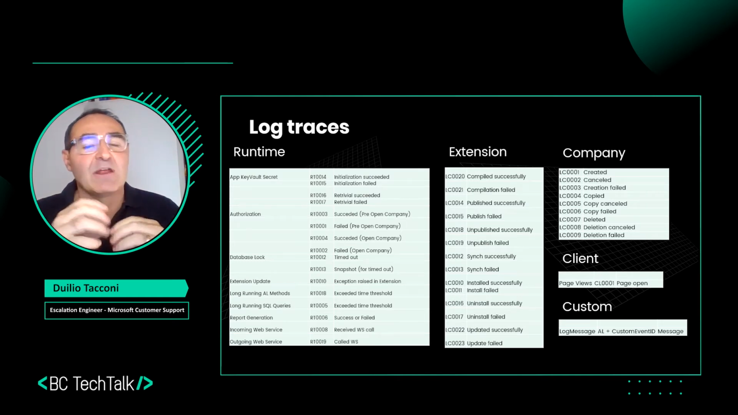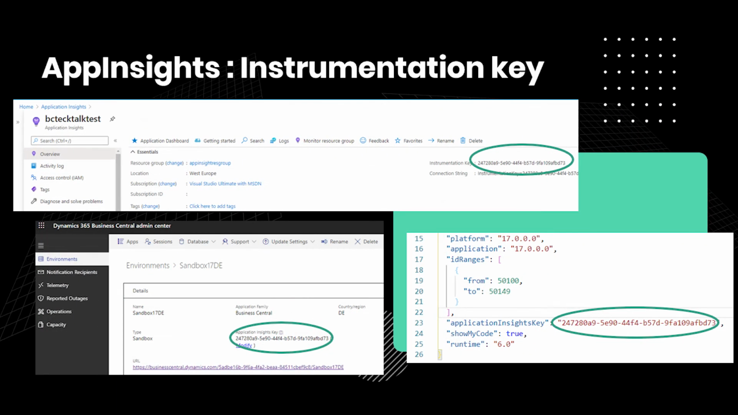Those are kept separated somehow when they get ingested into App Insights. So far, so good. How can we start playing with that? The Beatles would say, all you need is love, but you would definitely say, all you need is an instrumentation key. That is so tremendously easy to set up.